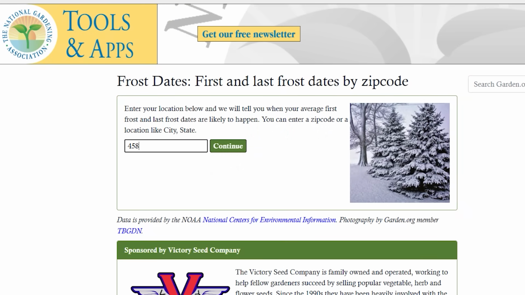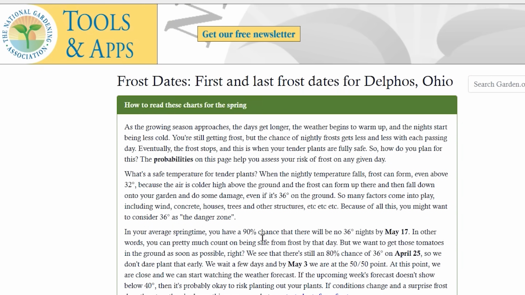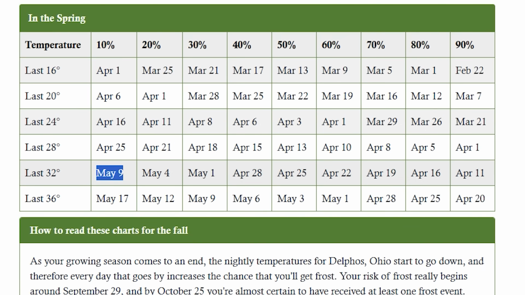Let's compare that to an area like mine in Ohio. I'm going to use a random zip code here of Delphos, Ohio. In Delphos, you have a small 10% chance of getting hit with a 32-degree low and frost on May 9th. There's a 50% chance of being hit by a 32-degree night and a frost on April 25th. You have an 80% chance of seeing 32 degrees on April 16th. So in Delphos, you can easily plant out frost-tender crops like tomatoes and peppers about mid-May with really no risk. You might even be able to plant them out in mid-April if you have frost protection. So Ohio, Idaho, same grow zone, very big difference in frost dates and number of frost-free dates.